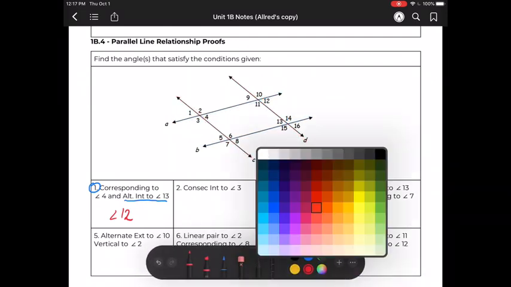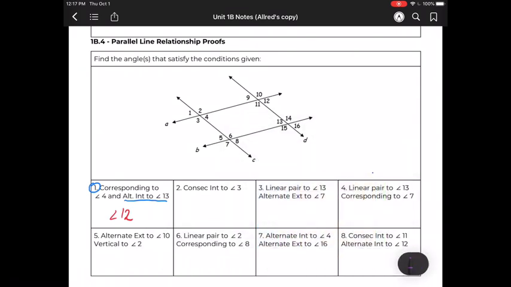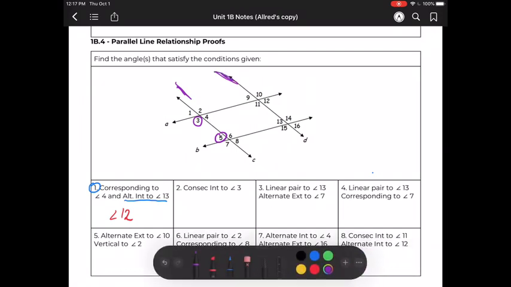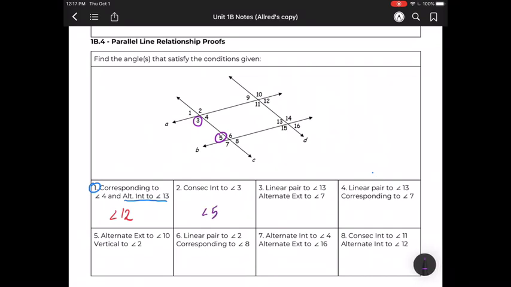So as we keep going through, the next one, consecutive interior angle to angle 3. Well, there's angle 3. There's only one other angle that could be a consecutive interior angle, and that is angle 5. Because angle 3 is an exterior angle for these two lines. It's outside of those two lines. So angle 5 is that answer.